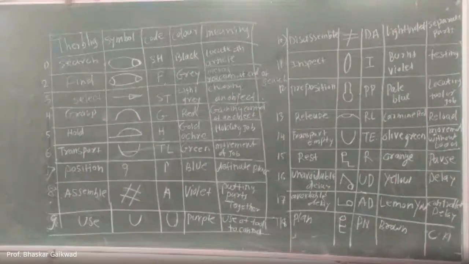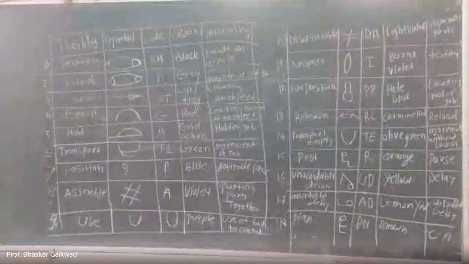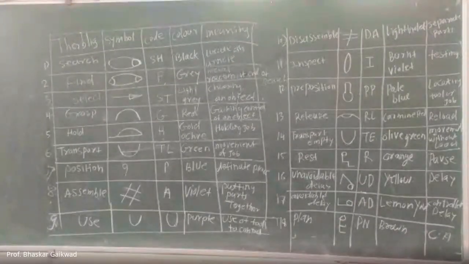Then 13, release, which is opposite to transport. The code is RL, and the color is red. For this, the meaning of release is reloading. Then 14, transportation empty. Transportation loaded is there, and transportation empty is there, with code TE. The color is olive green. It means movement without load; there is no load.